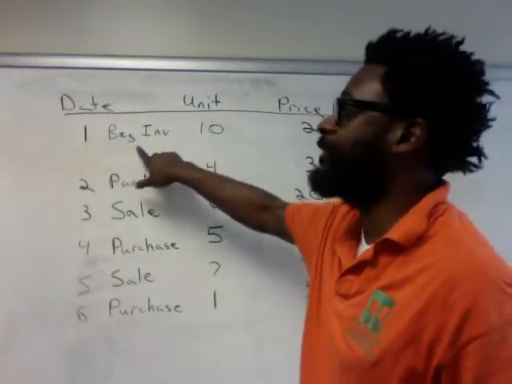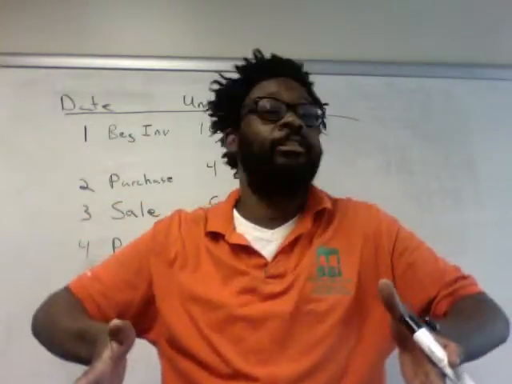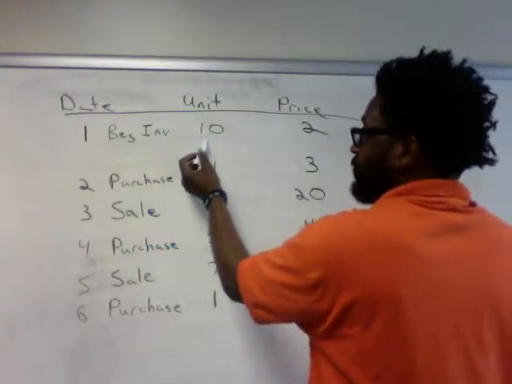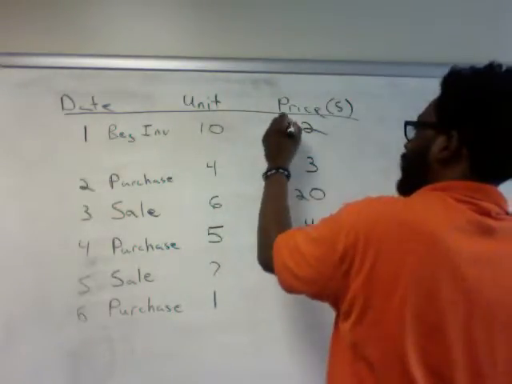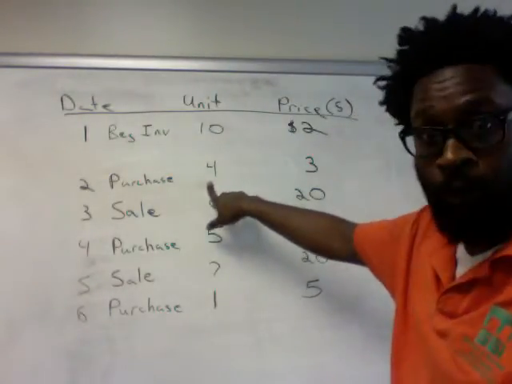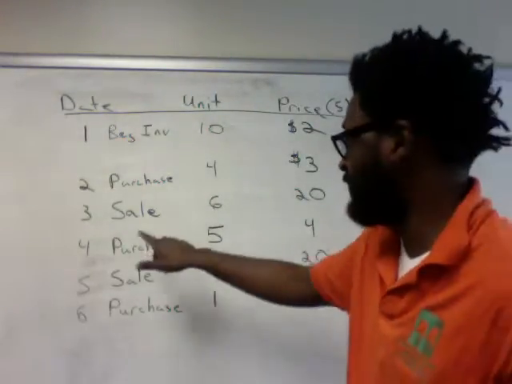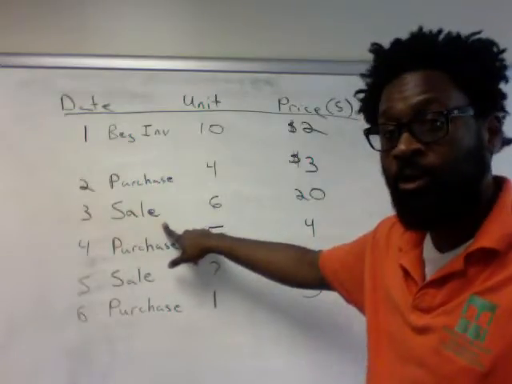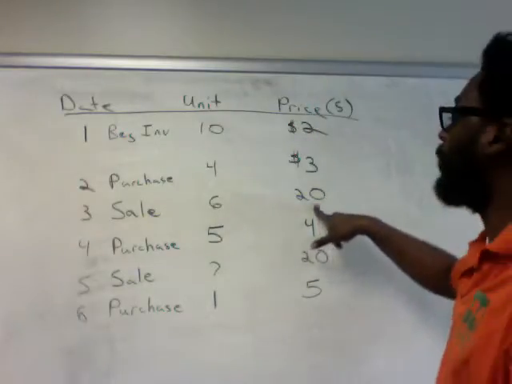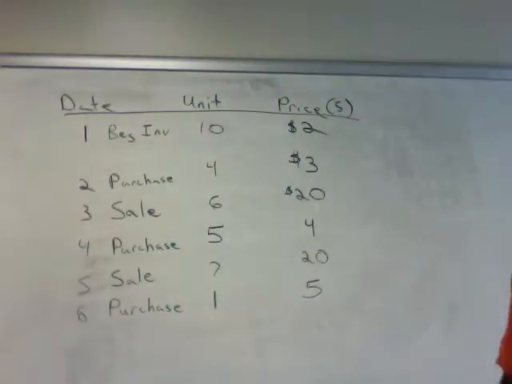Let's assume that beginning inventory basically equates to what you started out with. Beginning inventory is always ending inventory of the previous year or the previous period. So we started out with 10 units at a cost, a purchase price of $2. We made another purchase of 4 units at a cost of $3. Pay close attention to this next component. We made a sale of 6 units, but this wasn't our purchase price. This was our what? Selling price. We sold it for $20. That's why it's so high.